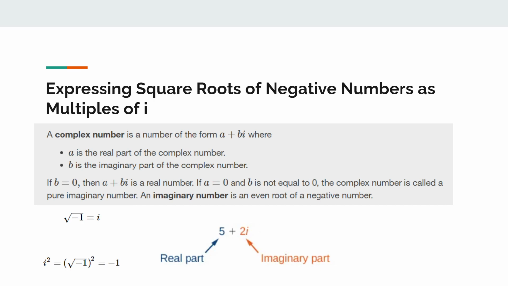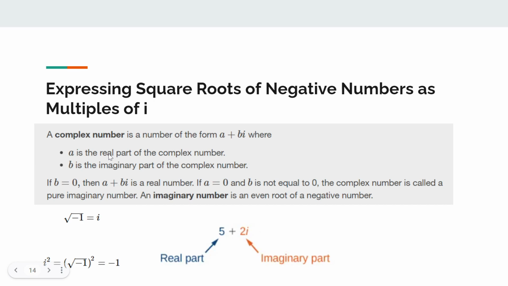Before we get into the adding and subtracting part, we will first have to note what a complex number is. A complex number is a number of the form a plus bi, where a is the real part of the complex number, and b is the imaginary part, like here. The 5 is the real part, and the imaginary part is the 2i, where there is an i after the number. If b is equal to 0, then a plus bi is just a real number.